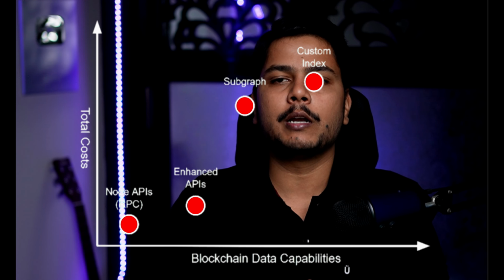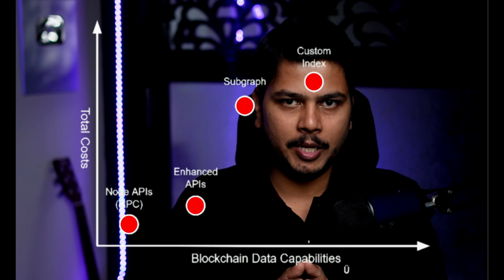So the first option that we have on our screen is Node API, right? Node API, without a doubt, is a good option if you want to fetch data from the blockchain. But the problem with Node API is that it has very limited blockchain data capabilities. Means you cannot fetch, for example, a huge amount of data from the blockchain. And if you are fetching a huge amount of data, it will not be in a very formatted way so that you can directly use it in your project.